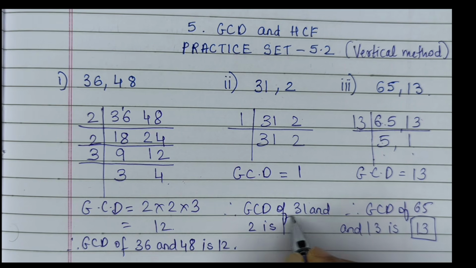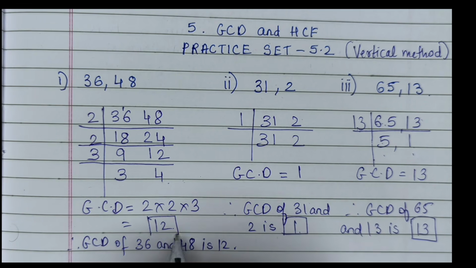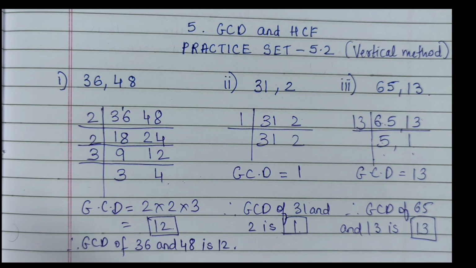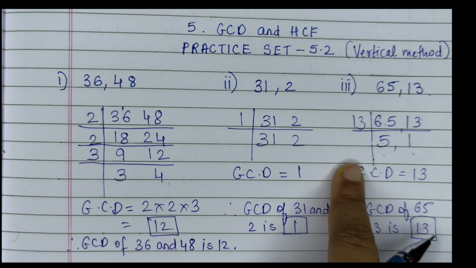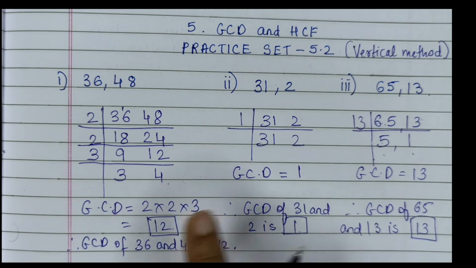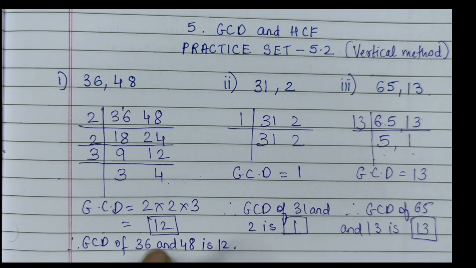Understood? So I will tell you, if your teacher tells you to do any method, the previous method which I showed you, that is the division, listing the divisors method, and this is the vertical method, the layer out method. So if teacher tells you do any method, I will tell you that go for this method. This is easy. Okay, GCD by this method.